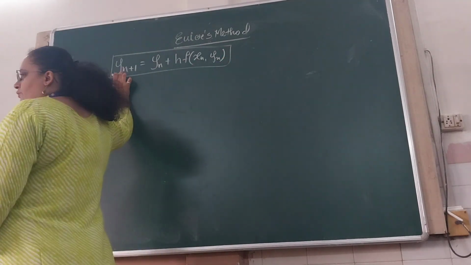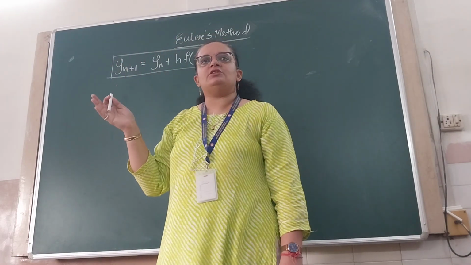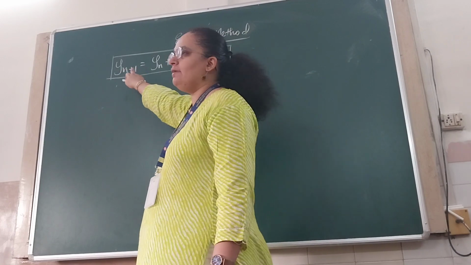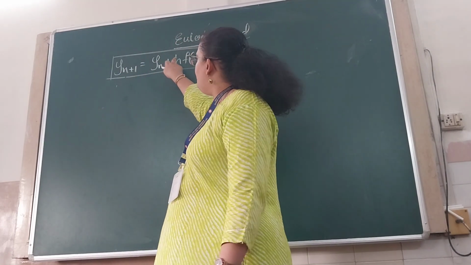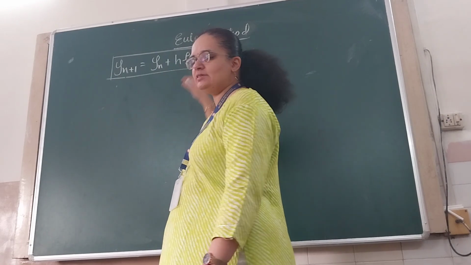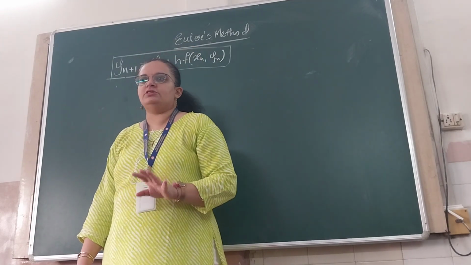That means if I want to find out y1, x0 and y0 are always given in the question. So if I want to find out y1, then it will be equal to y0 plus h into f of x0, y0. What is this f of x comma y? It's nothing but your question which is given.